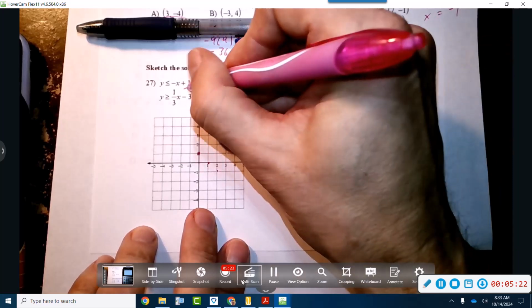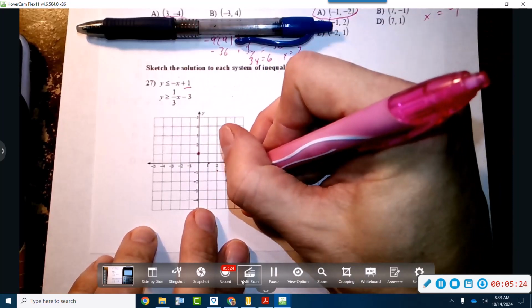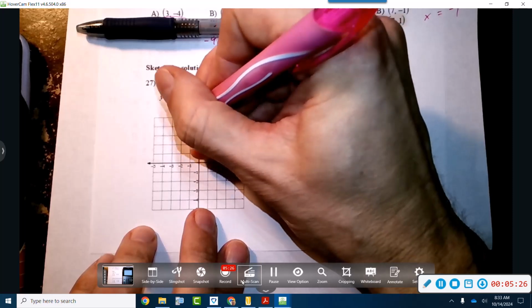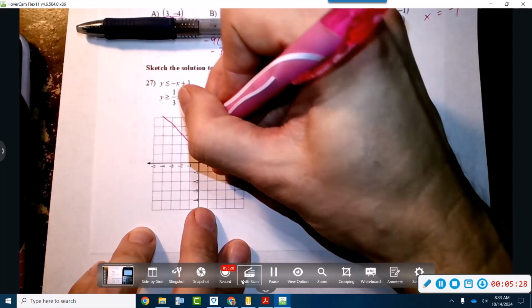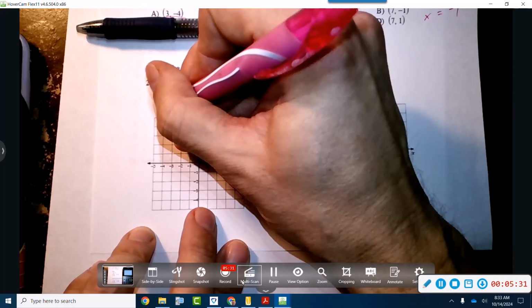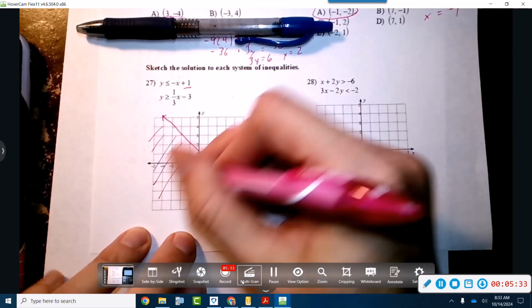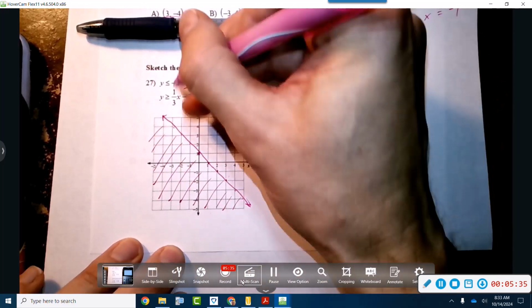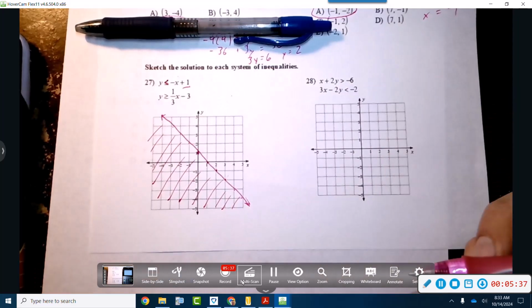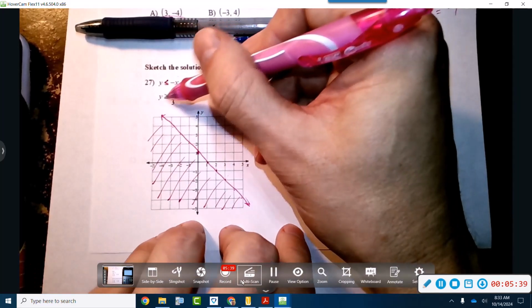So I start at 1, and then I got a slope of -1, okay? And then going to the left though, I'm going to have to go up. It will be a solid line, and I will shade below. Okay, that means below. Now this one I'm going to shade above because it's pointing in the other direction.